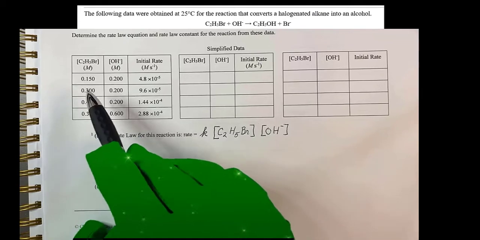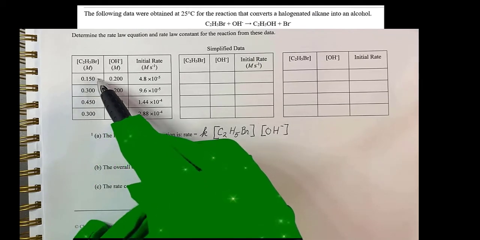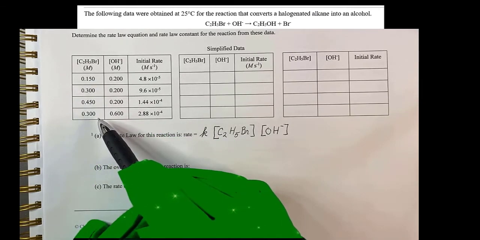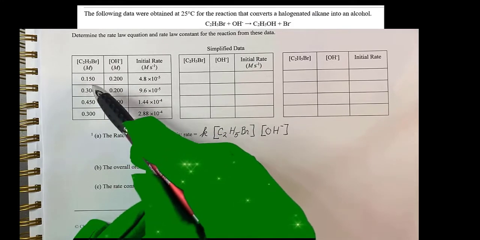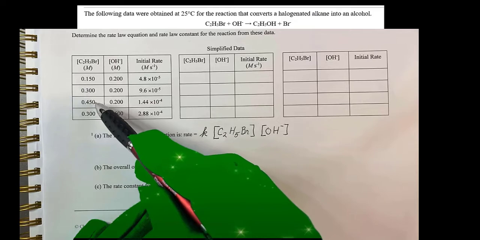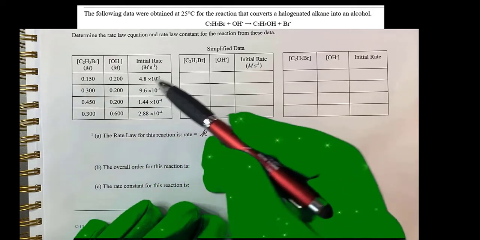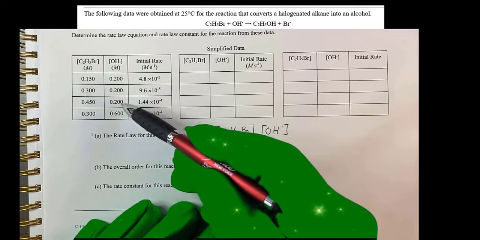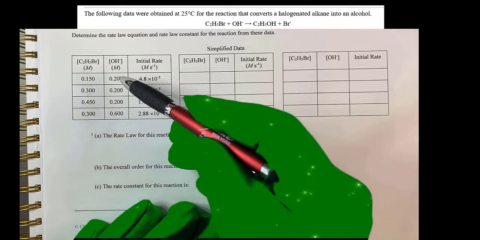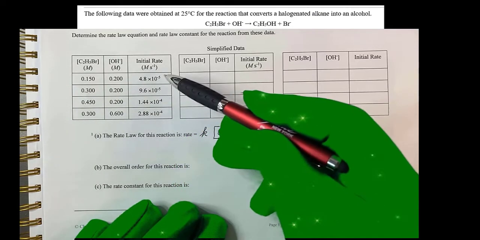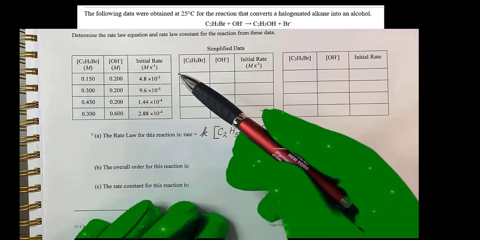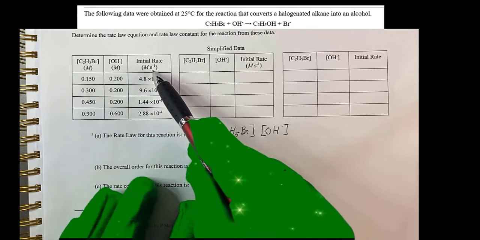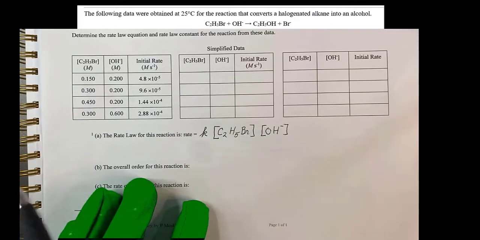Okay, we have some real pretty data. We've got a whole bunch of concentrations of the bromoethane. In fact, notice that they're multiples. That's interesting. And then we have some concentrations of hydroxide ions, not as much variation. And then we've got how quickly they occur, how quickly they disappear. This is the rate of how quickly the reactants disappear.